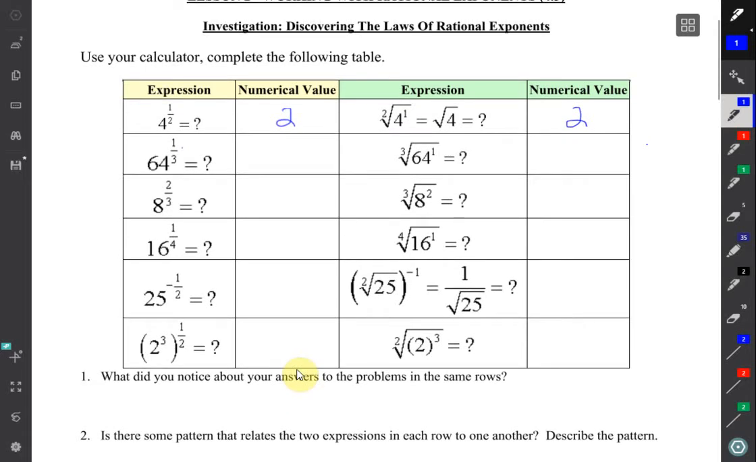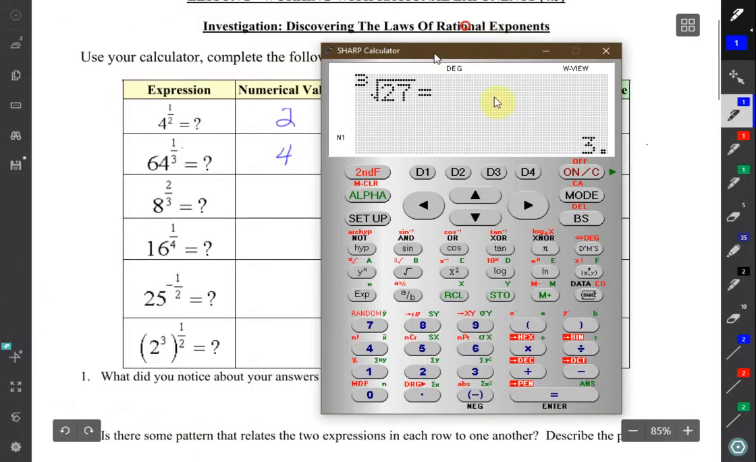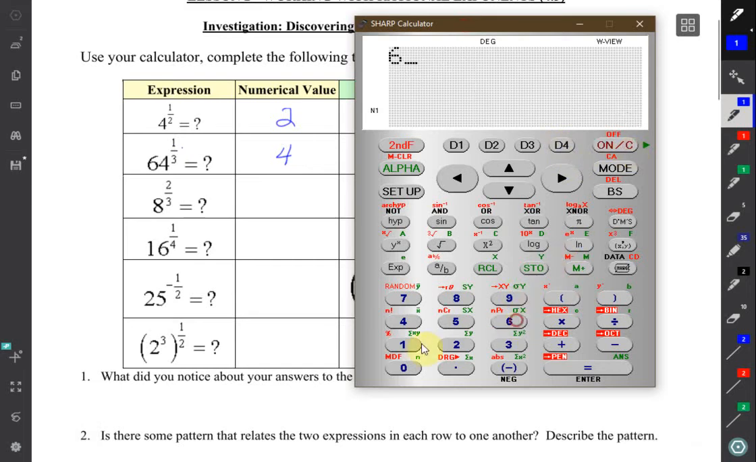Now, if we go through and work through each of these, the third root of 64, when you put that in your calculator, you will get 4. And I'll illustrate a couple of these again. 64 to the exponent of 1/3 is equal to 4.